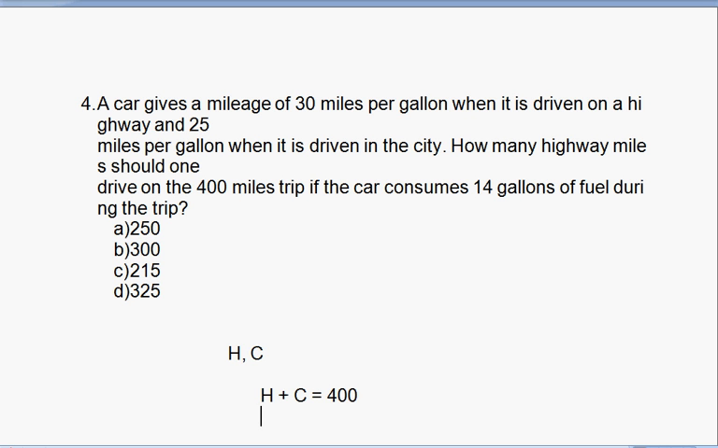For 30 miles it consumes 1 gallon. For 1 mile it would consume 1 by 30. For h miles it would consume h by 30, right? And in case of c it would consume c by 25, and total fuel consumed is 14, right? We have to just simplify this.